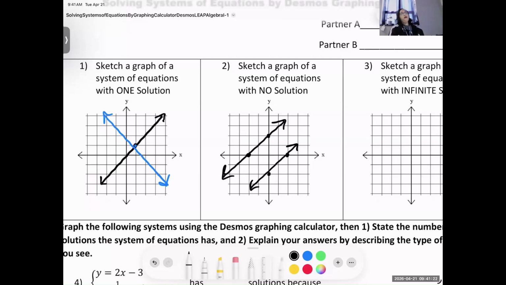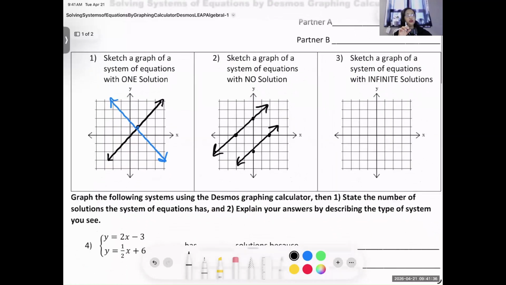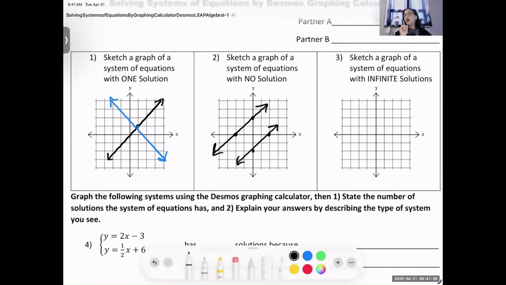Okay, so does anybody remember why? Does anybody remember, based on the equation, the system, how you would know that they don't touch? No, it's because they have the same slope. So just write yourself a little note. Same slope.